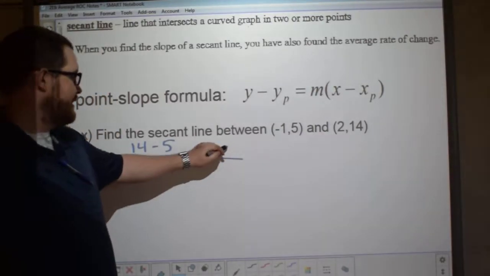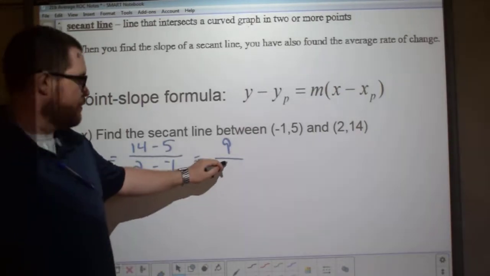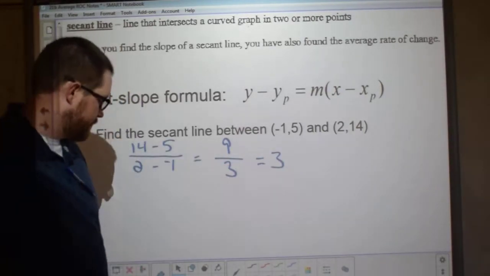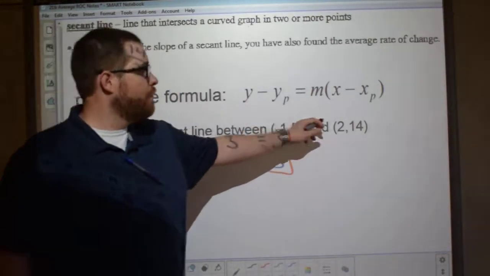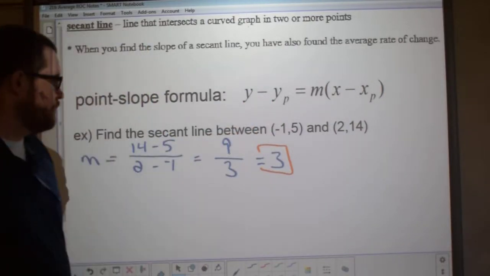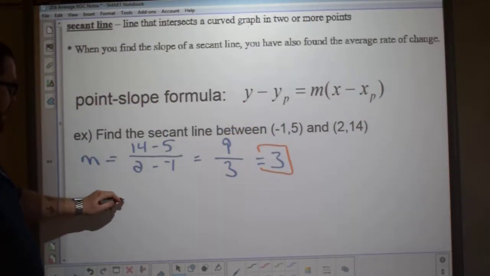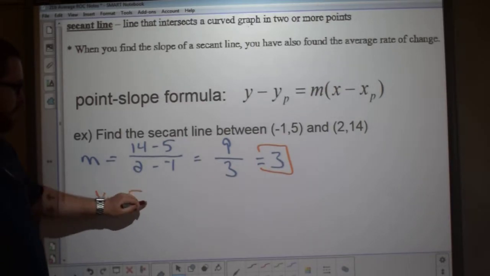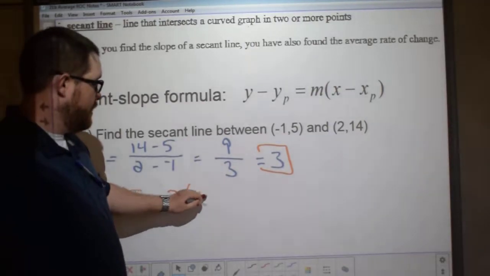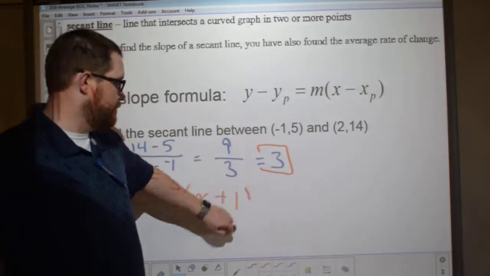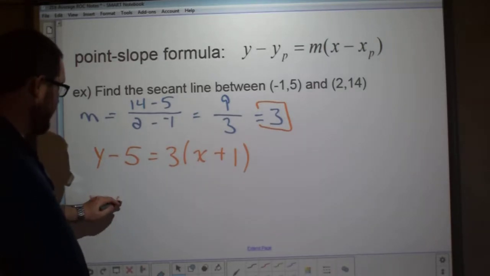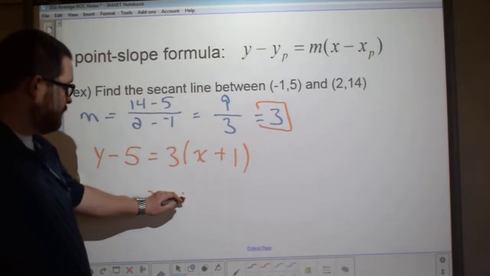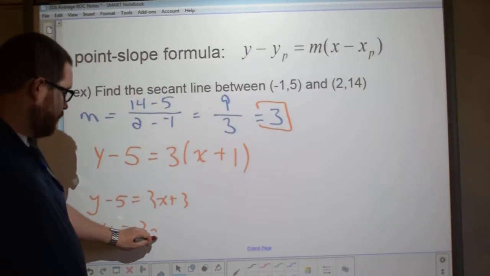14 minus 5 is 9. 2 minus a negative 1 is 3. My slope is 3. So I'm going to use this slope and one of these 2 points in this formula. So let's use the first one. Y minus, the first y value is 5, equals the slope, 3, times x minus a negative 1. Now you can leave it like that because it says find the secant line. If you wanted to clean it up though, you'd have y minus 5 equals 3x plus 3, or y equals 3x plus 8.